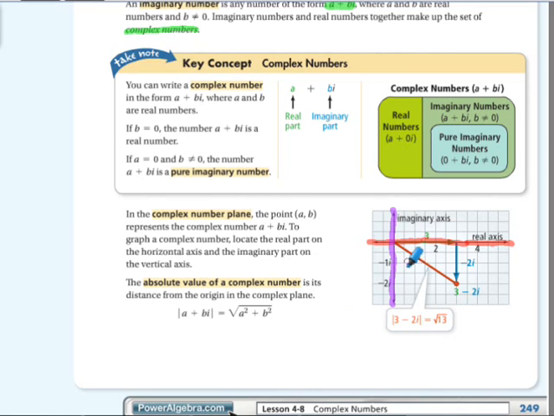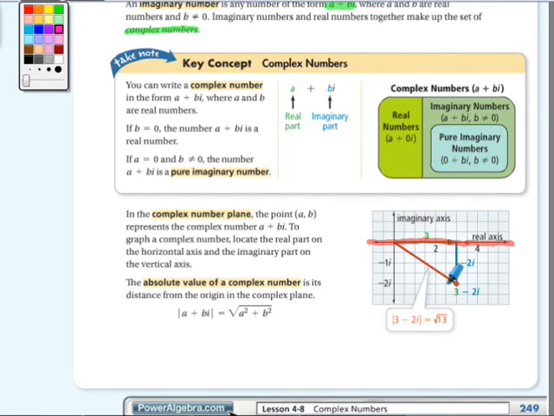So a plus bi, well, we would go over a, so in this case it was 3, okay? So we go over 3 on the real axis, so 1, 2, 3, okay? And then we're going to go down 2i. All right, so we have this.